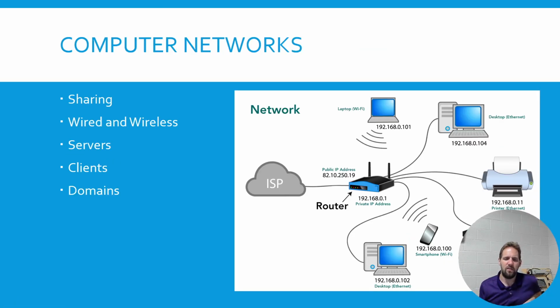Now, with computer networks, we have some different things. So we have sharing. So we're sharing our internet, we're sharing software, we're sharing hardware, we're sharing files. All right, we kind of talked about that one. And again, we could do wireless or wired. All right. Most people nowadays, they're going to just stick to wireless. That's kind of like their bread and butter. They're like, I don't see a point to go to anything else.